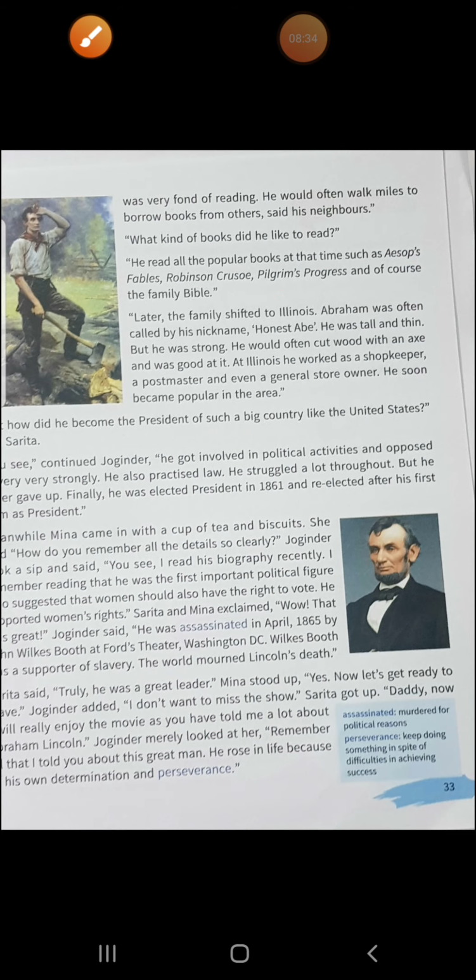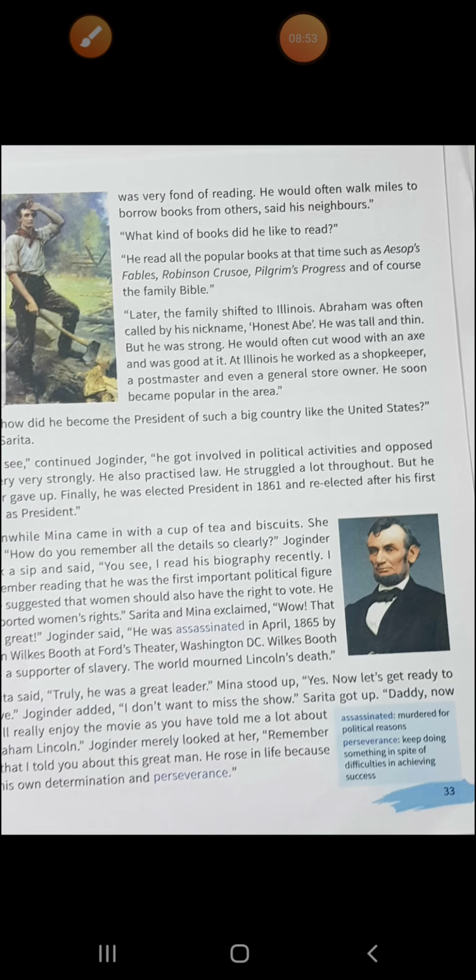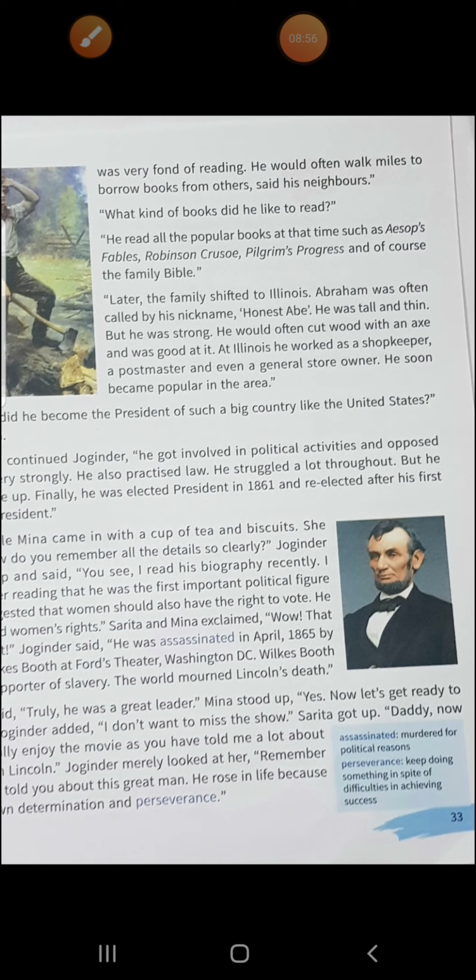So Joginder said that he used to read all the popular books of that time, and that includes Age of Fables, Robinson Crusoe, Pilgrim's Progress, and of course the family Bible. These are very famous books from that time, and they have wonderful stories. You can also get these books and read them. And of course the family Bible, as he was Christian.